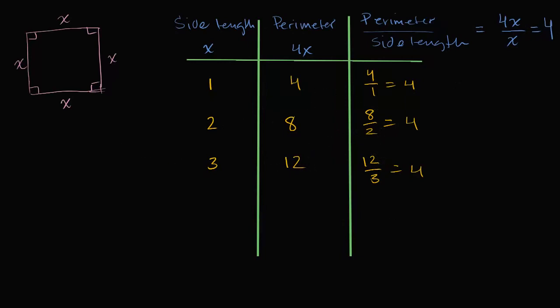Or we could write it like this. We could write that perimeter for a square is equal to 4 times the side length. And so once again, it becomes clear it's a proportional relationship. The perimeter is equal to a constant times the side length, or the perimeter divided by the side length is equal to 4. So this is definitely a proportional relationship between side length and perimeter.